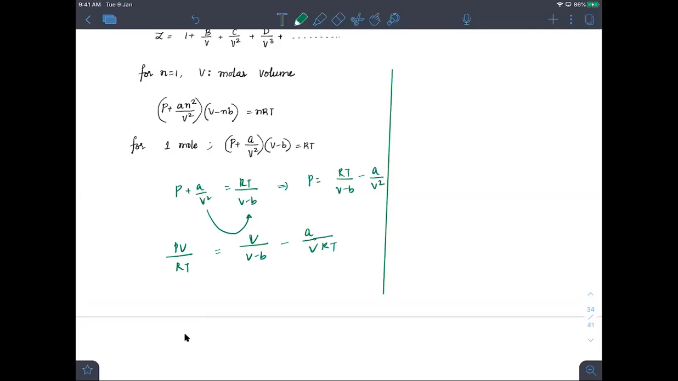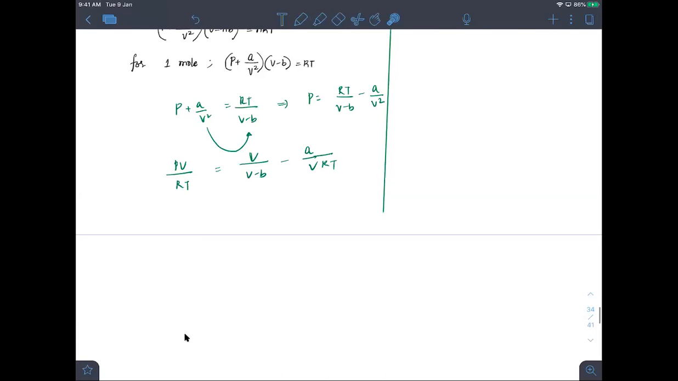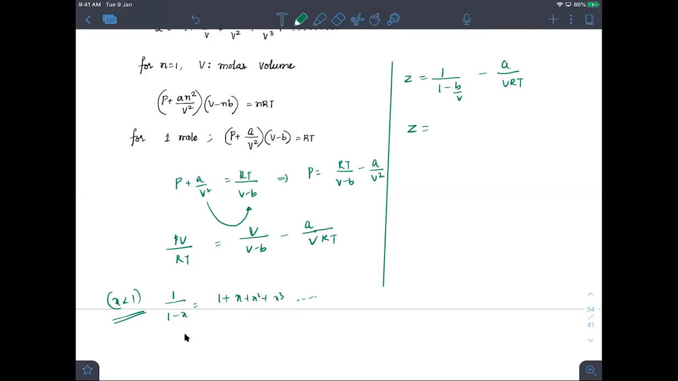So solving this, we know that PV by RT is Z. So Z would be equal to 1 by 1 minus b by V, minus a by V RT. If I expand this, it is like a binomial expansion of 1 by 1 minus x, which will be equal to 1 plus x plus x square plus x cube and so on, where x should be less than 1. That is a condition for this binomial expansion. So if I use this binomial expansion here, I would get Z is equal to 1 plus b by V plus b by V whole square plus b by V whole cube and so on, minus a by V RT. So if I take this common, I'll get 1 plus b minus a by RT into 1 by V plus b square by V square, and it will be a continuous equation.